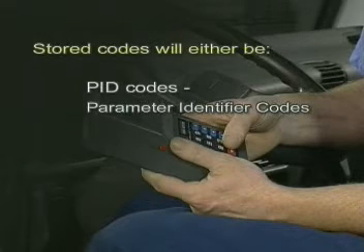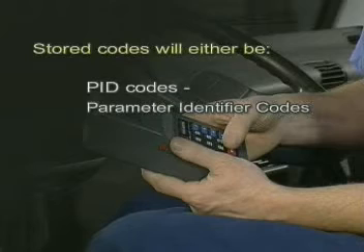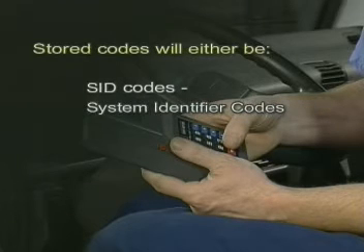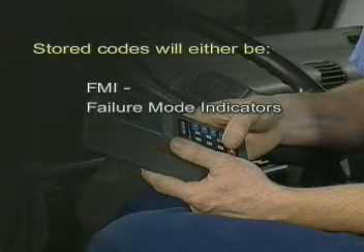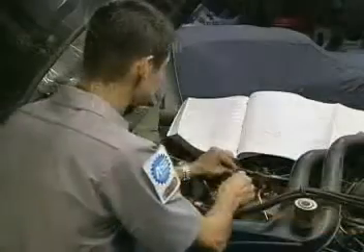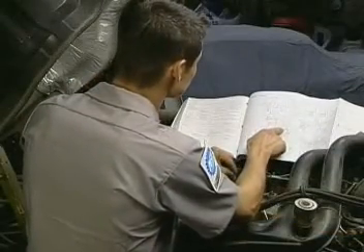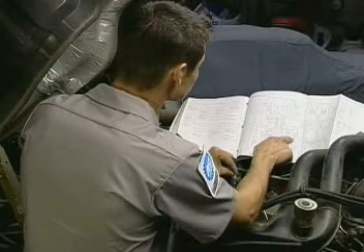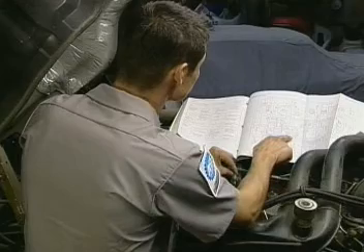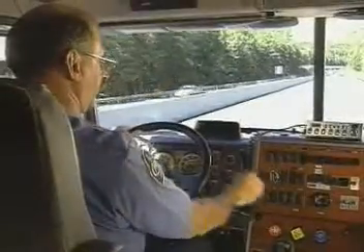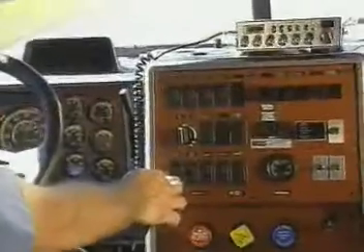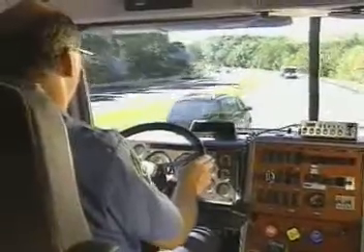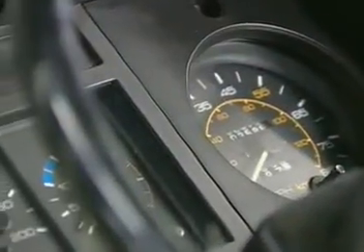Stored codes will either be PID codes for parameter identifier codes, SID codes for system identifier codes, or FMI for failure mode indicators. If a DTC is in the ECM memory, follow the diagnostic flow charts for the specific code or codes to determine the root cause of the problem. Along with the instrument gauges and warning lamps, the cab also has driver controls for engine shutdown and engine speed controls.